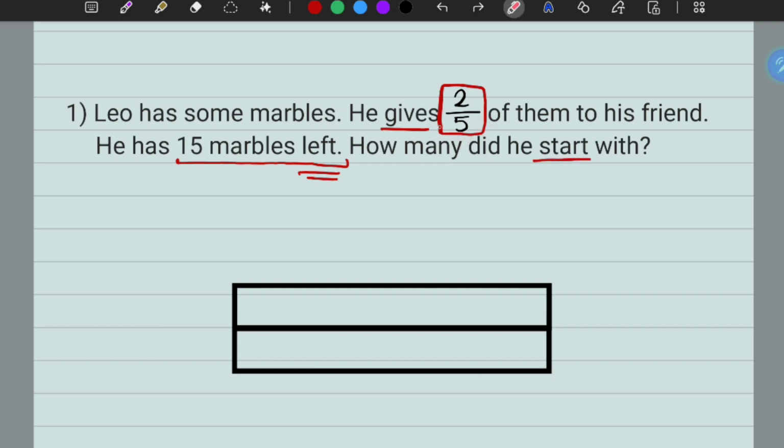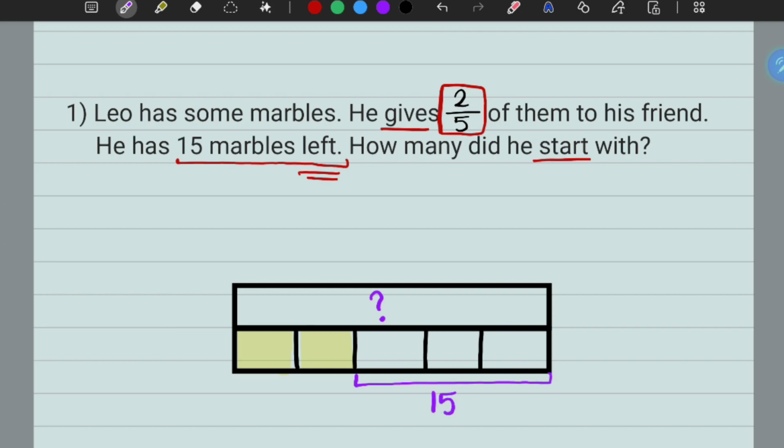Now, the fraction tells us everything we need to know about the bar. So I've got 2/5. So I need to divide my bar here into fifths. They should be of roughly equal size. And because I'm trying to work out what he started with, it's the total amount that I'm trying to work out here. I'm trying to work out what 5/5 would be, the whole amount. But as I know that 2/5 of them were given to his friend, I can highlight 2 of the 5 pieces.